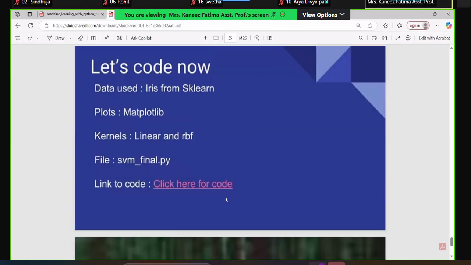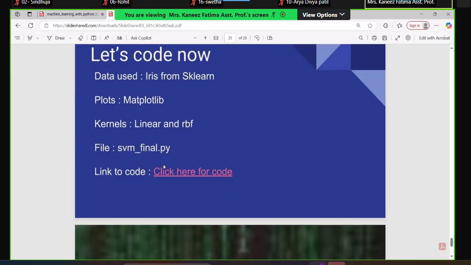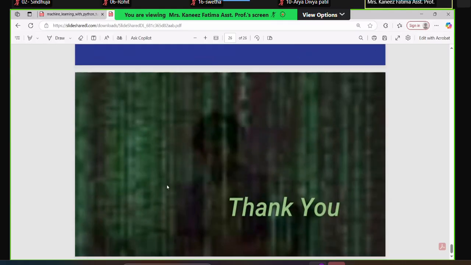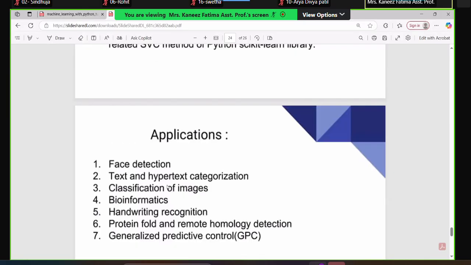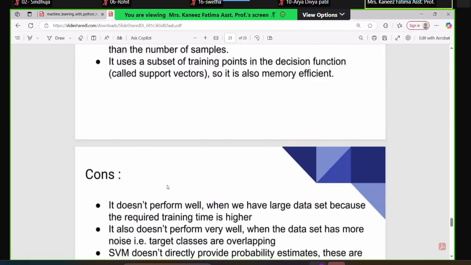So we have a simple code example here. I use libraries from scikit-learn, matplotlib for the plots, and kernels linear and RBF. The file which I am using is the SVM file. The link to the code is here. We can have a look at this file. So this is an explanation for SVM on different types of data sets.